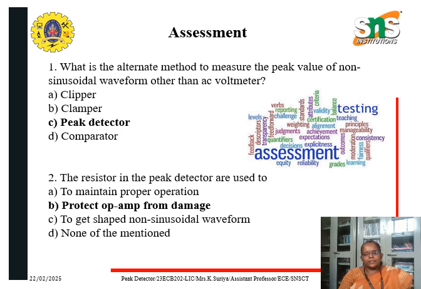Next one is the resistor in the peak detector is used to, the options are to maintain proper operation, to protect op-amp from the damage, to get shaped non-sinusoidal waveform, and none of the above. The answer is the resistor is used to protect the op-amp from damage.